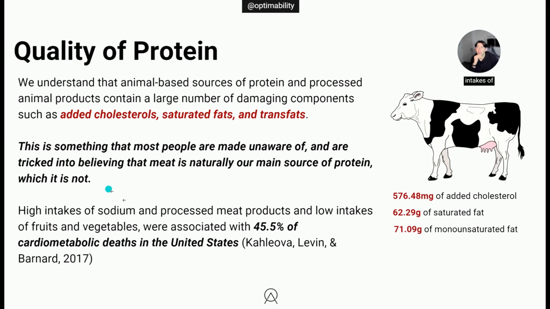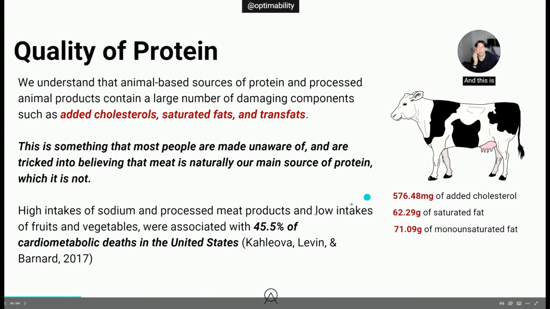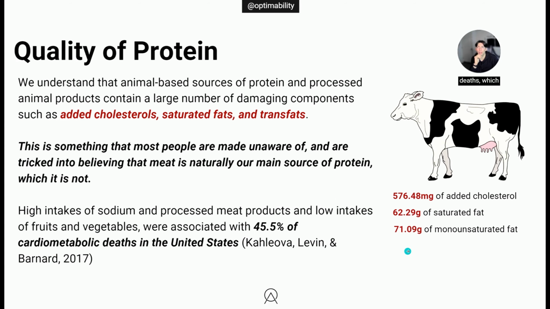So high intakes of sodium in processed meat products and low intakes of fruit and vegetables were associated with a 45.5% risk of cardiometabolic deaths in the United States. And this is the article. So half of all cardiovascular deaths, which is the number one leading cause of death in the US, is caused by increased intakes of sodium and processed meat ingredients, sodium which holds in fat. So super interesting stuff.